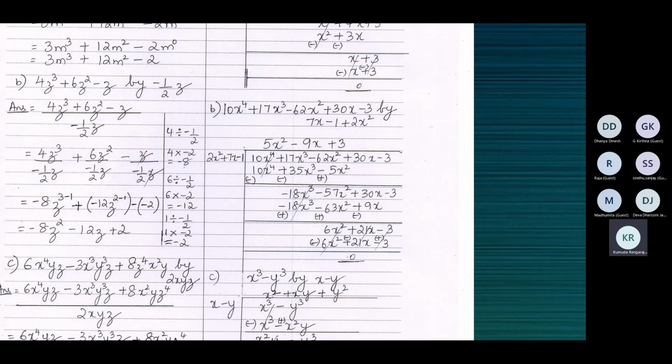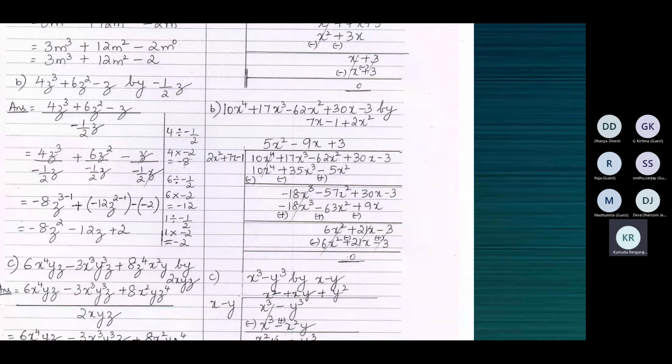After that, what's the first step? Ma'am, 10x to the power 4 should be divided by 2x square. Which is the first term in the dividend? 2x square is the first term, ma'am. You're right, but you didn't answer my question right. Which is the first term in the dividend? 10x to the power of 4, ma'am. Which is the first term of the divisor? 2x square, ma'am. So as Madhumita rightly said, we should divide 10x to the power 4 by 2x square.